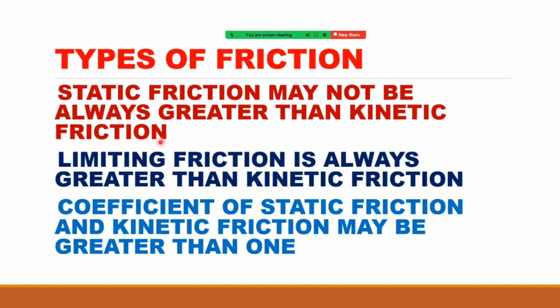This point we have discussed, right? Limiting friction is always greater than kinetic friction. This also we have discussed. The coefficient of static friction and kinetic friction may be greater than 1. Okay, this point also we have discussed. It means in most cases their values are less than 1, but their values can be greater than 1 also. That is the meaning. I hope you got clarity on the concept. In the next one, we can discuss problems based on this concept. Right?